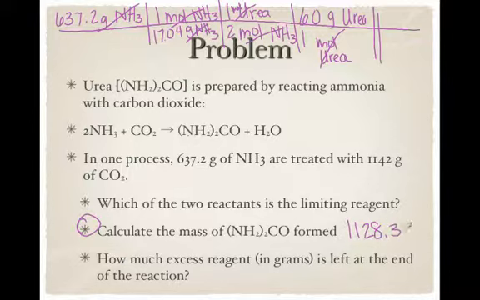$1,128.3. 21.83. Is that what everyone else got? Yep. We're trying to figure out how much, because it's asking for mass of urea. So once we got to mass of urea, we stopped. If it were to ask for moles of urea, we could stop. We wouldn't need this step because we'd be left with moles as our units.